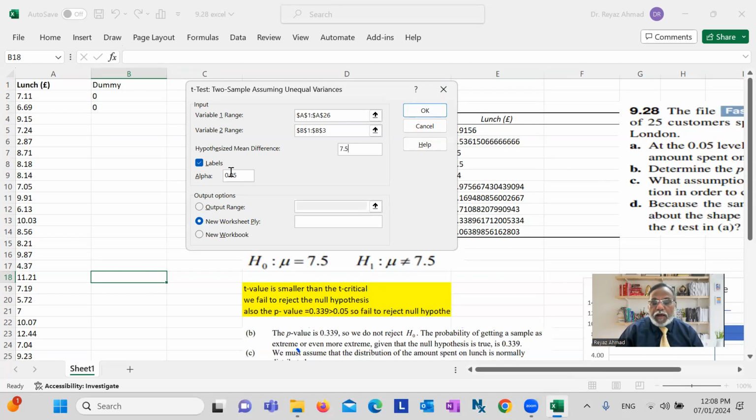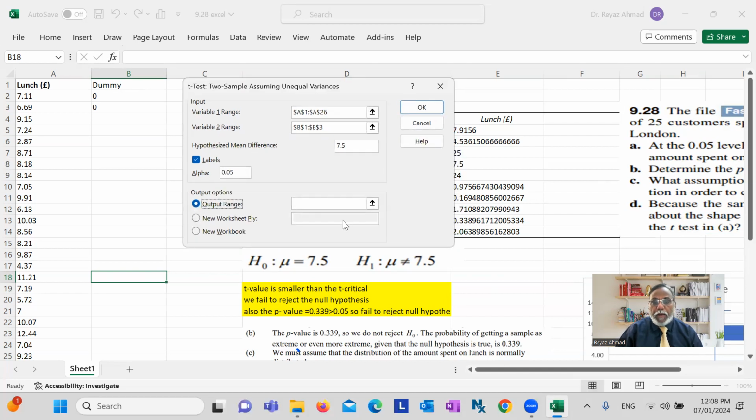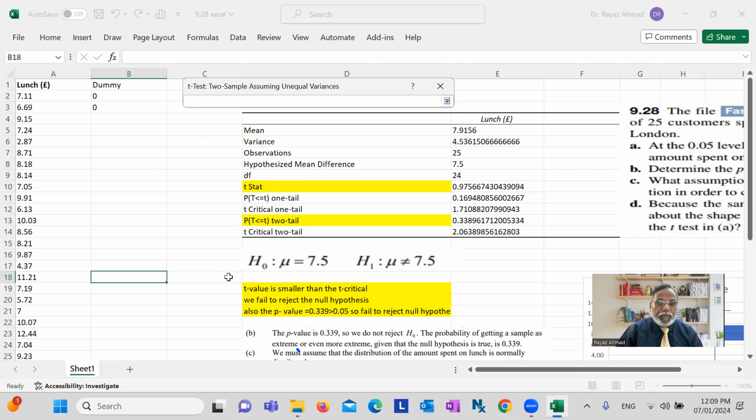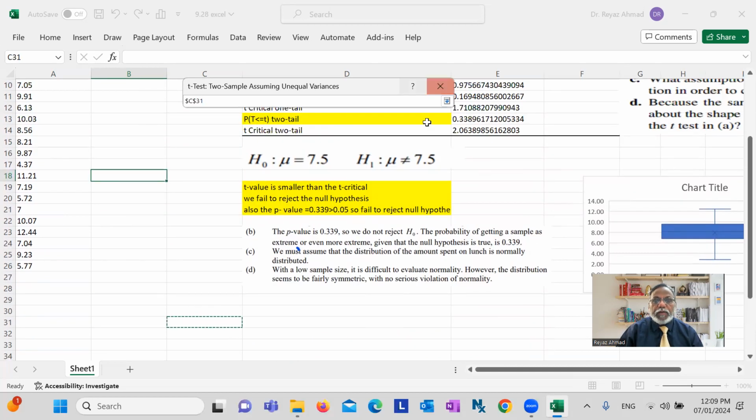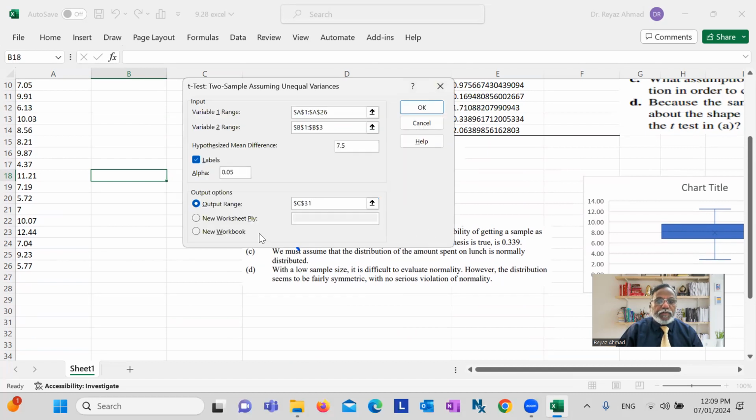You already see here the alpha is 0.05, which is 5%. Now you want to get the data. So here is output range. And I will choose the place where I will go down here, because I have already done this before, but I just want to show you how I got it. So I will be selecting this one, and then I did it. So it's all done here, nothing more to be done. Then I just do okay.